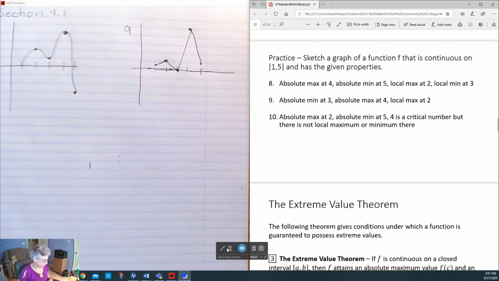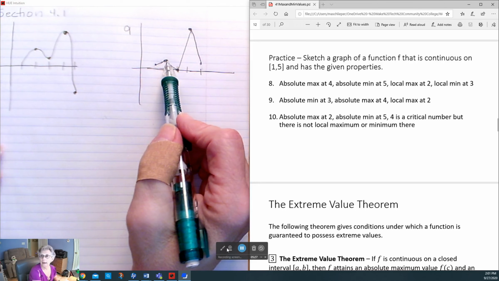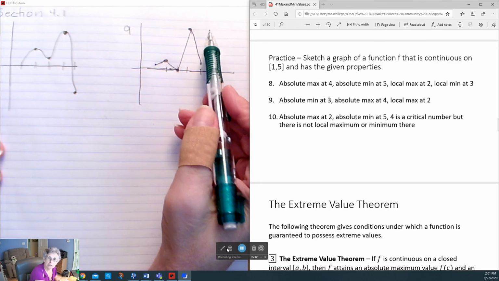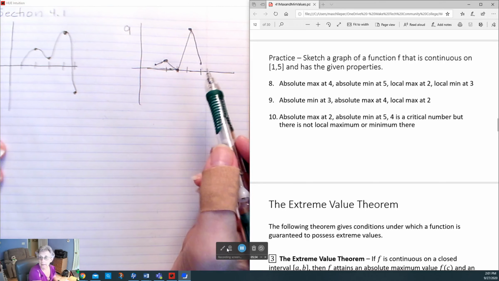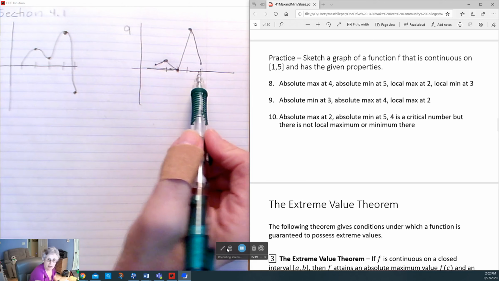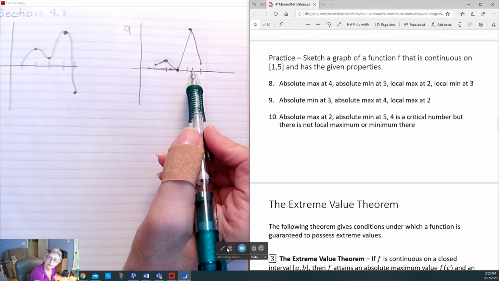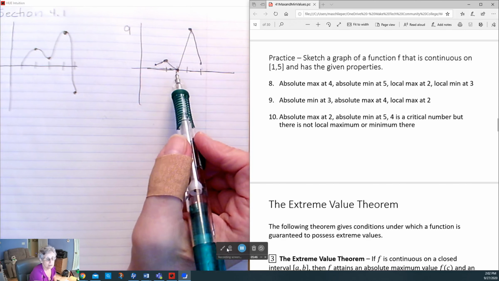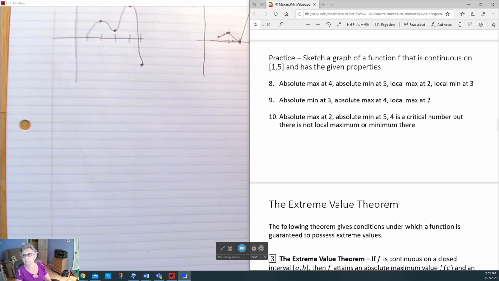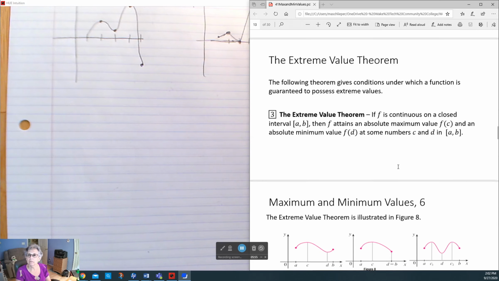Okay, there's my lovely picture choice. We have a local max at 2, an absolute min at 3, an absolute max at 4, and that's it. I did initially have it going down to the axis, and then I realized, oh, well, I guess it would have still been an absolute min. It would have just had 3 absolute mins. I erased it for no reason. I could have left it. Oh well. We'll do number 10 later after we learn what a critical number is.